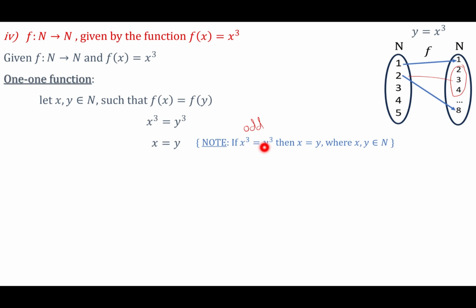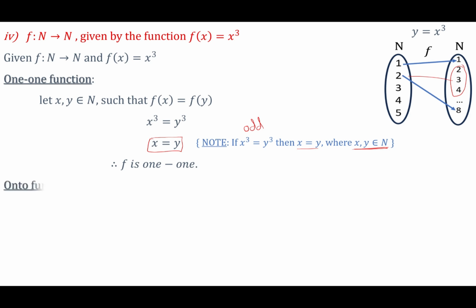x cube is equal to y cube. If x cube is equal to y cube, then x is equal to y, where x, y belong to natural numbers. If I prove x is equal to y, that means the given function is one-one.